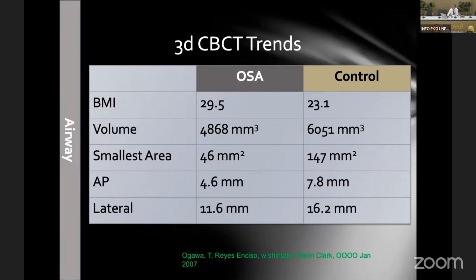you can see that the sleep apnea patient's air volume is reduced. The smallest airway is smaller than in the control. This is the measure people use most often, the smallest airway. If it is small or narrow, it usually indicates some sort of sleep apnea.